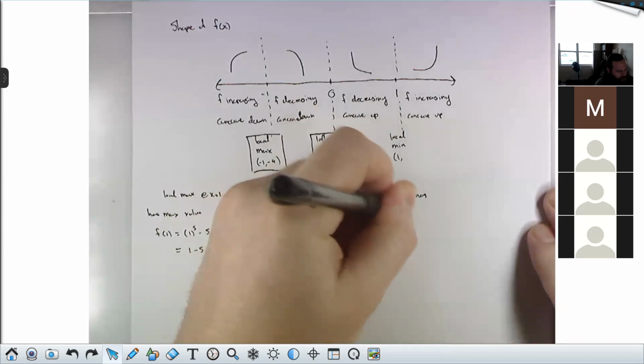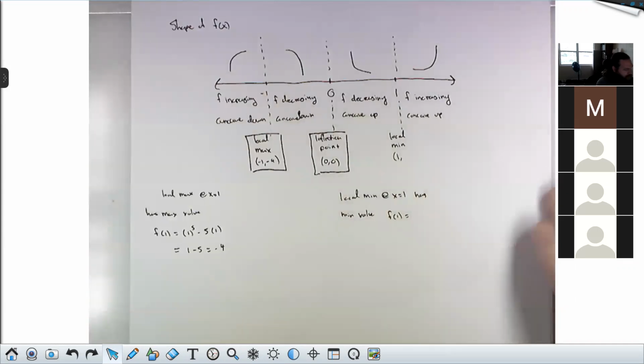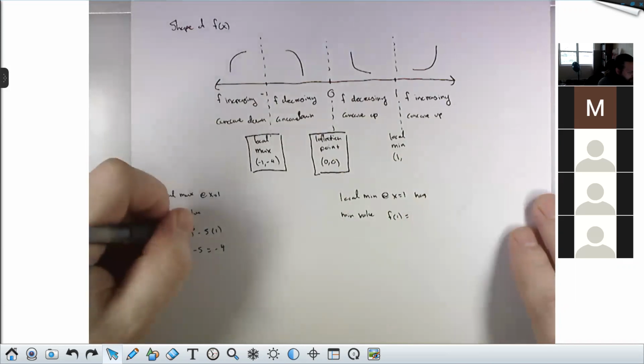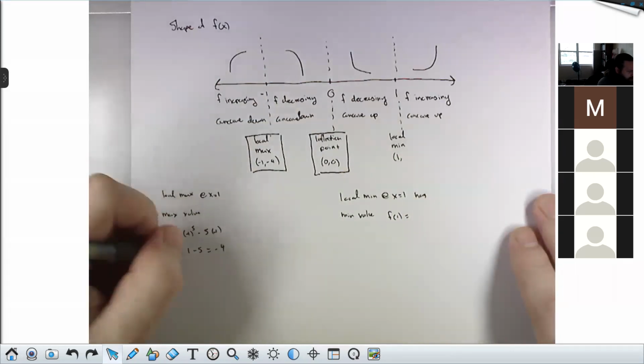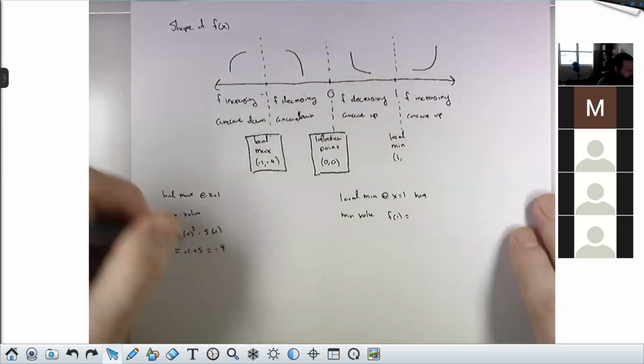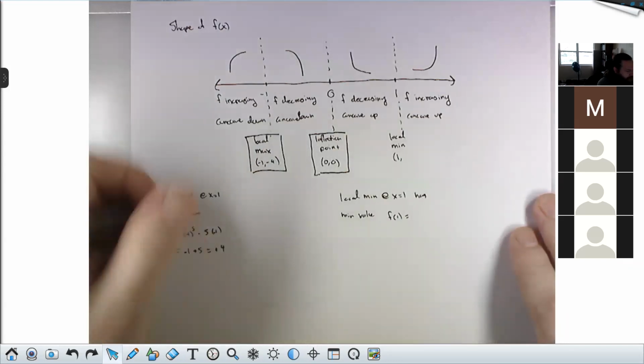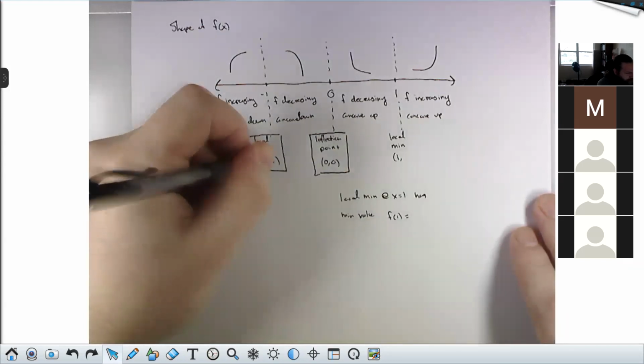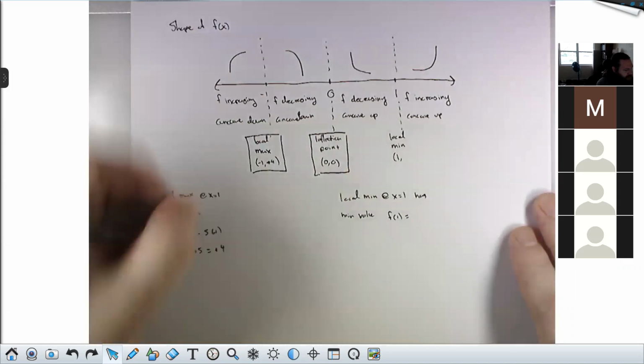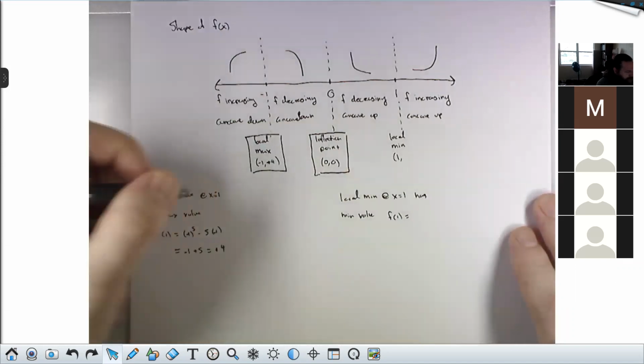f of 1, which would be, oh, did I do this backwards? I'm so sorry. This should be a negative 1. Yeah. So this is negative 1 plus 5, which is positive 4. I'm so sorry. Yeah, we're plugging in negative 1 here. I wrote 1 there. It's negative 4.